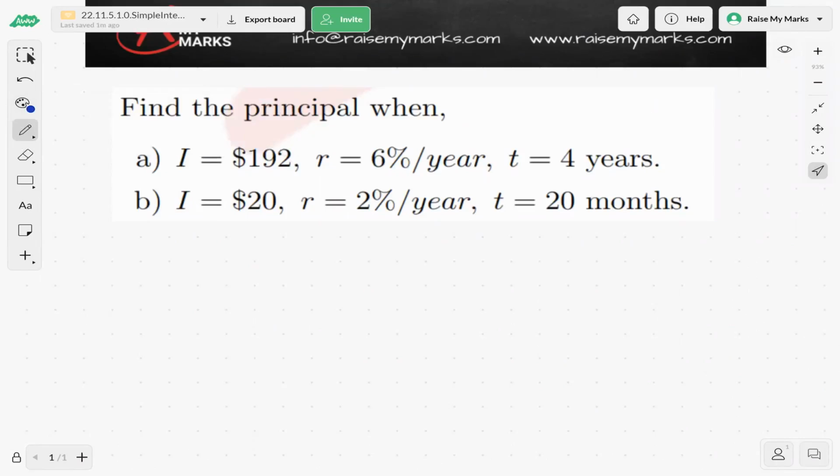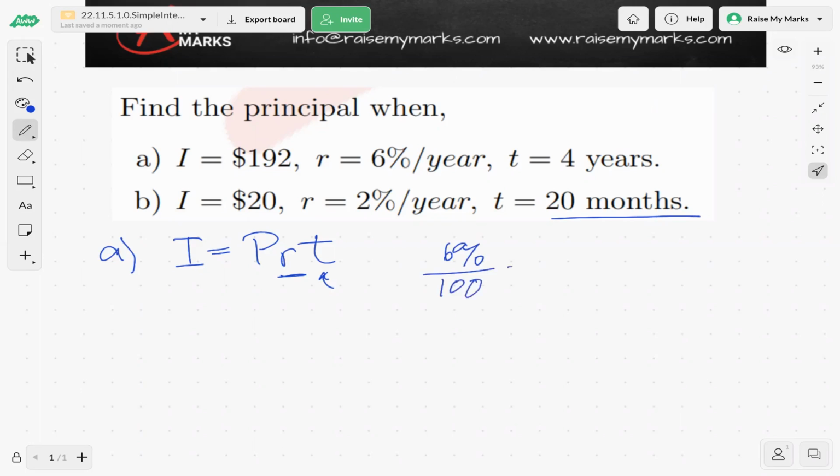Let's have a look at our formula. I equals PRT. Let's start plugging things in. One thing we have to note is that R, while it's a percentage, has to be written in decimal form, and T is always in years. In the second question, which we'll get to, we're given months rather than years. So our first step is to change our 6% to a decimal. We're going to take the 6% and divide it by 100. And what do we get? 0.06. We're going to use that value for R.